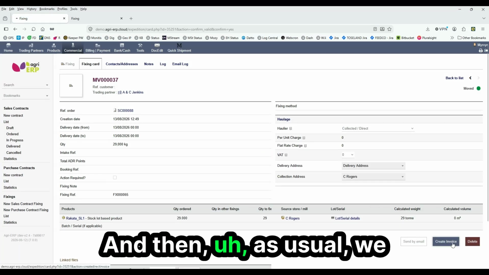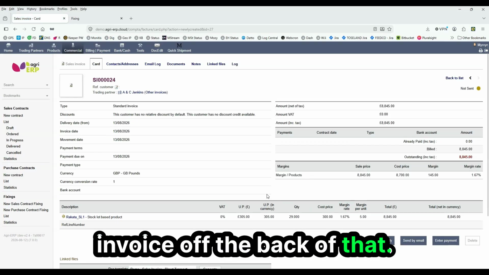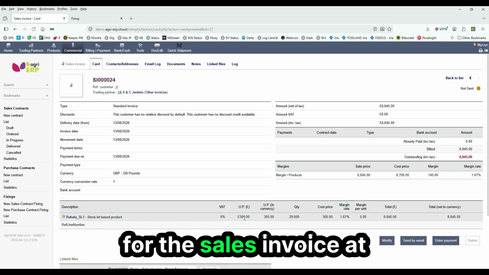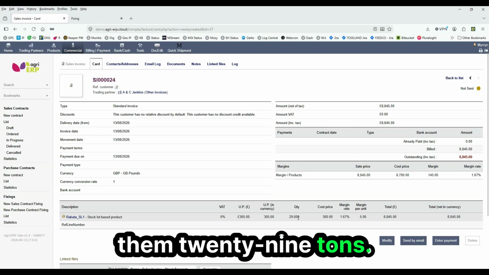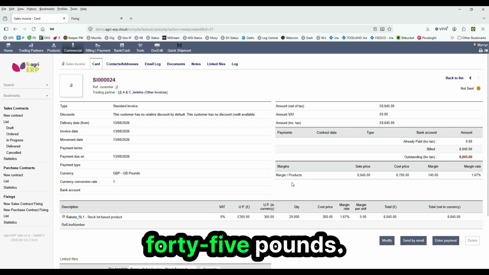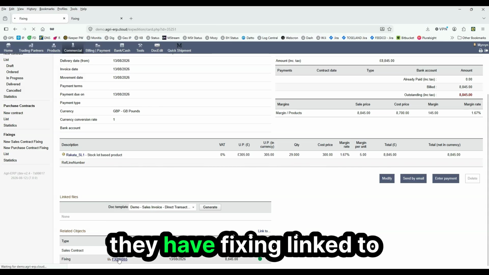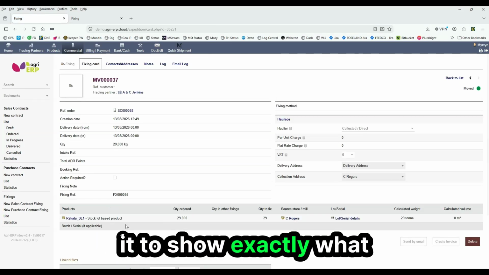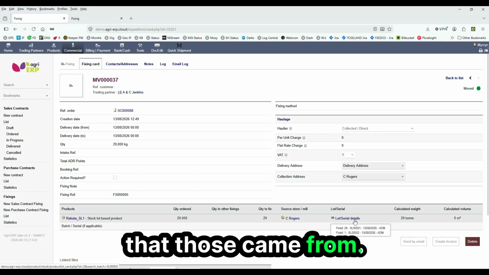And then, as usual, we can go and create the invoice off the back of that. The unit price is there for the sales invoice at 305 that we were charging the customer, and then we actually shipped them 29 tons. So their invoice is for the £8,845. But at the bottom of the screen, we can see that they have fixing linked to it to show exactly what product they actually had and the stock lots those came from.